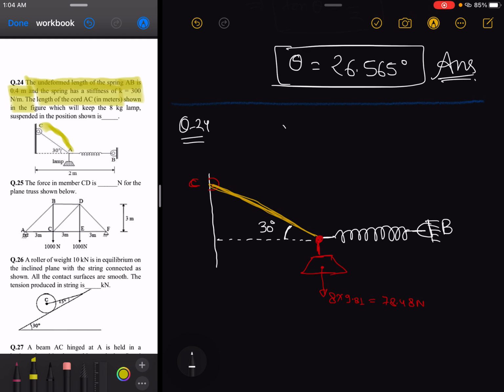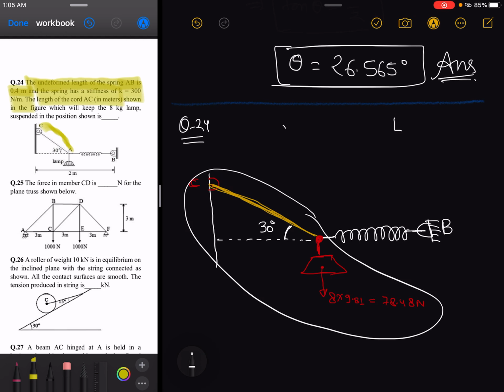So in this case, when we attach this complete system to the spring, you can observe that the spring will get elongated by some distance apart from its natural length. Means if initially its natural length is L, then after attaching this whole system, the length of the spring will become L plus delta L, where delta L is the elongation in the spring.